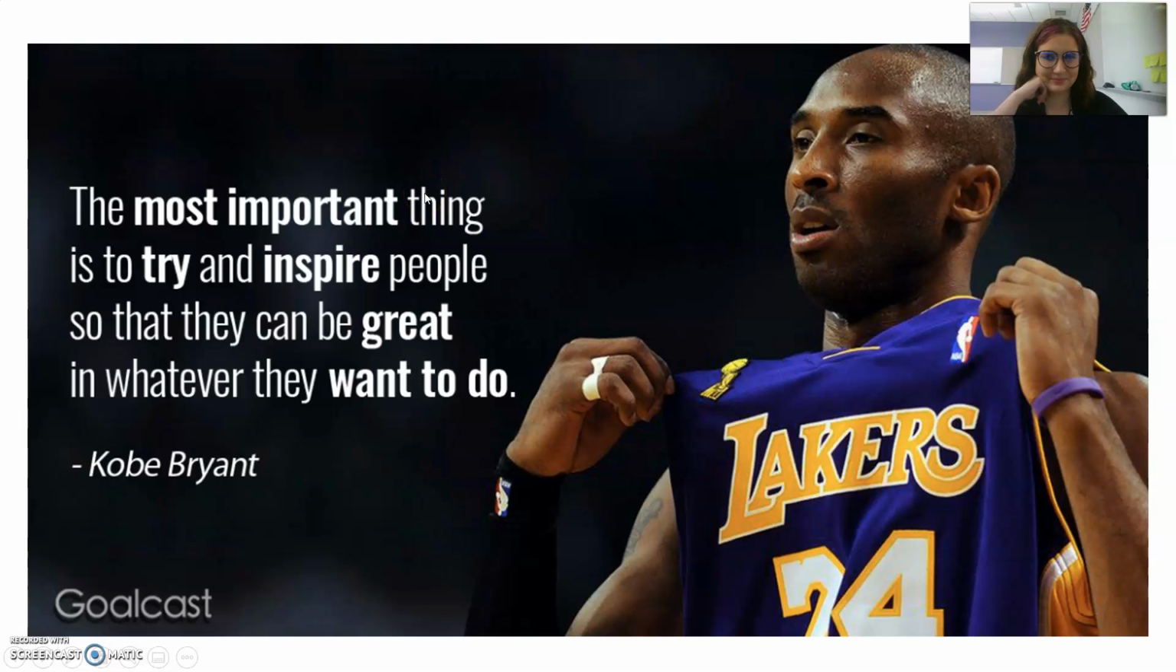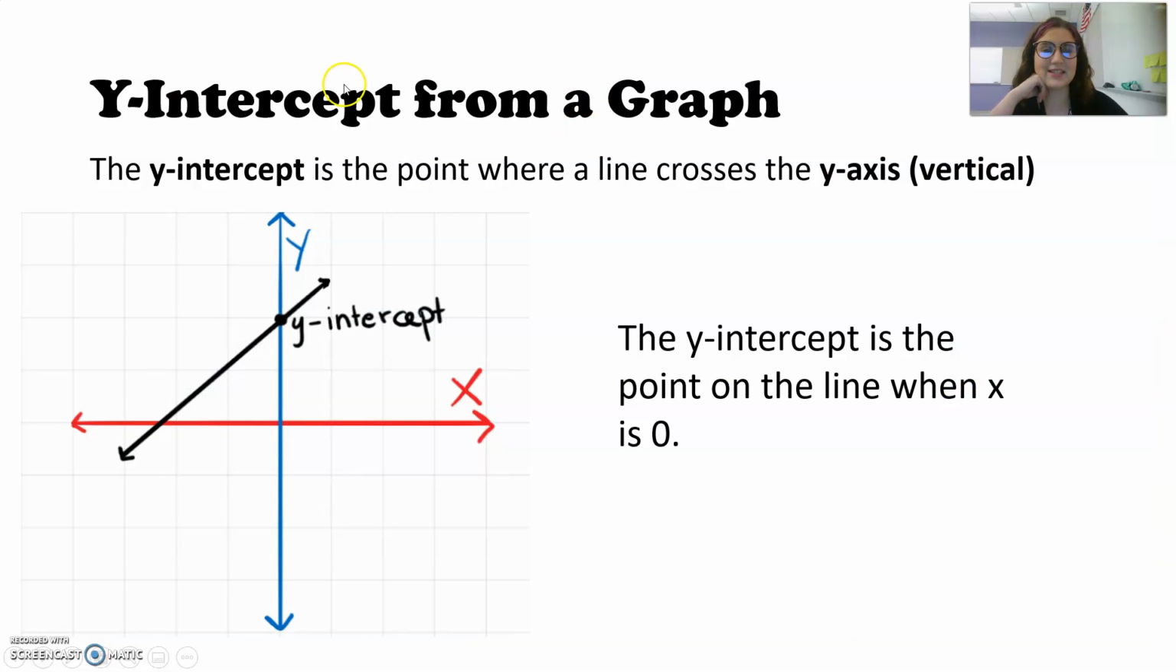All right, so y-intercept, this is a new word. What does it mean? So y-intercept is the point where a line crosses the y-axis. So remember, the y-axis is the vertical one. It goes up and down. And then the x-axis goes left and right. So the y-intercept is the point that intercepts, that crosses the y-axis.